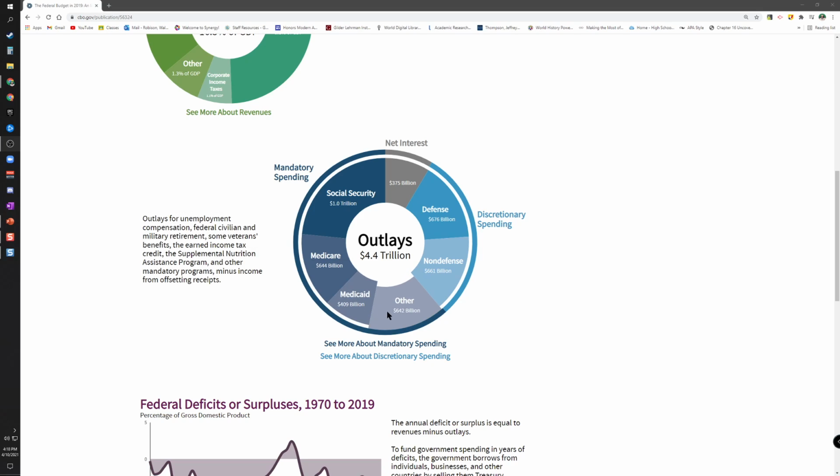And then we have other. Now notice this is mandatory spending, so we have other. And this is for unemployment compensation, federal civilian and military retirement, some veterans benefits, the earned income tax credit, the supplemental nutrition assistance program. It's called SNAP. It used to be called food stamps.